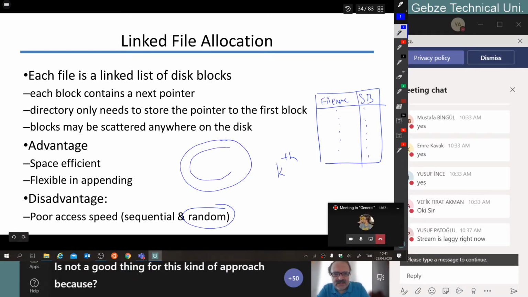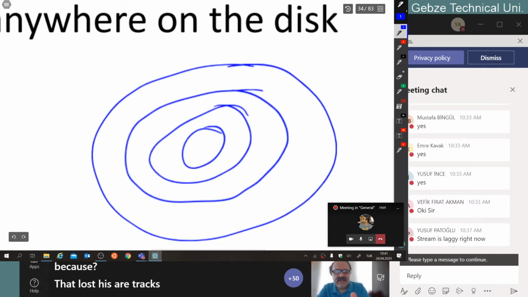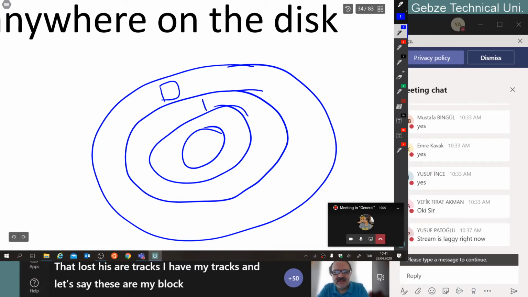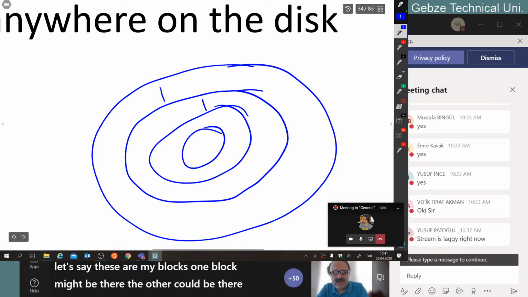These are our tracks. I have my tracks, and let's say these are my blocks. One block might be there, the other could be there. Let me use a different color for the blocks.